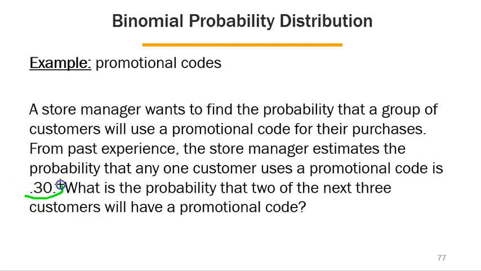We can identify that this 0.3 here is our value P. 2 of the next 3, we've got 3 customers coming in. This is our N, that's the experiment. Each customer constitutes an experiment. 2, this value here, this is our value X. What the manager is interested in is finding the probability that 2 of those 3 will make a purchase. So those are the key values in there.